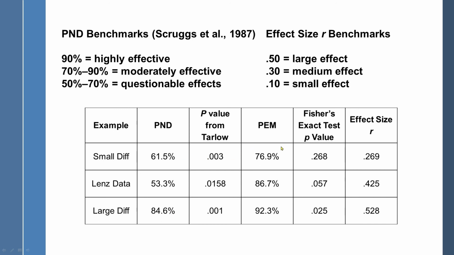If we look at the PEM, it does a better job. The percentage exceeding the median does a better job of reflecting the benchmarks here. And then if we use the Fisher exact test, you can see that the small difference data set does not reach significance. The lens data set, which shows a moderate increase at treatment phase, almost reaches statistical significance. And the large difference data set does reach statistical significance. So you might consider this to be a little bit conservative.